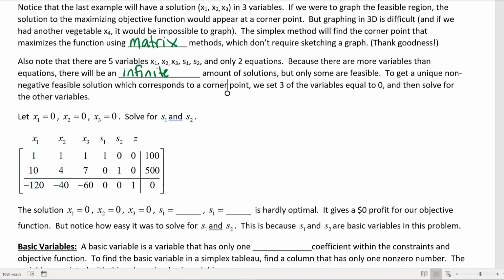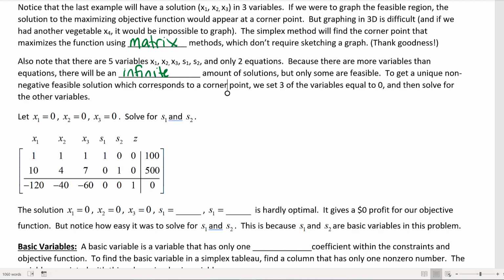So to get a unique non-negative feasible solution which corresponds to a corner point, we're going to set 3 of the variables equal to 0 and then solve for the other 2. So if 3 of the 5 are equal to 0, then the other 2 are going to get you a unique solution because we only have 2 equations. So 2 equations are going to let you have 2 non-zero solutions.